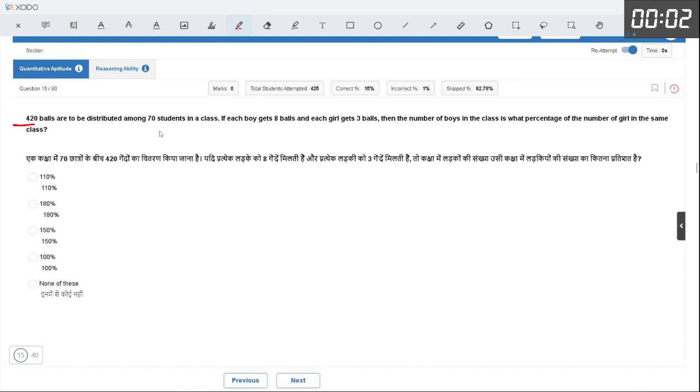420 balls distributed among 70 students. Total 70 students, boys and girls. Each boy gets 8 balls. Each girl gets 3 balls. Total how many balls? 420 balls.